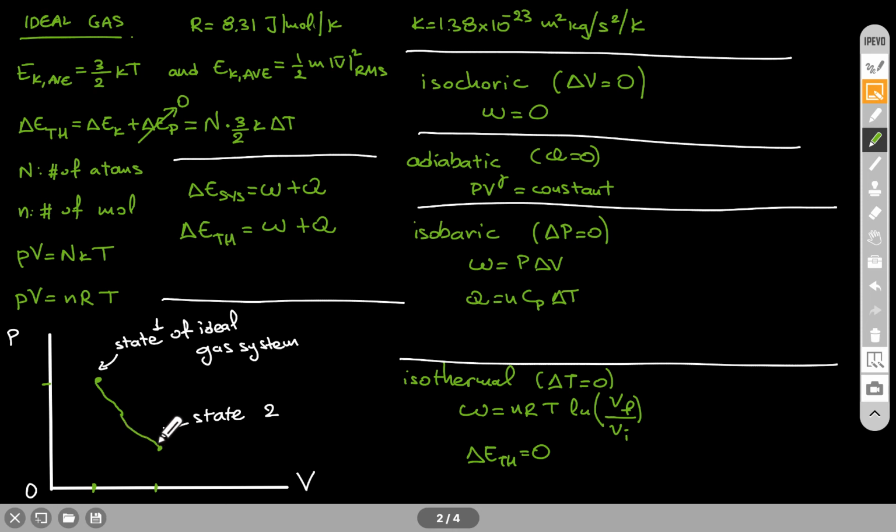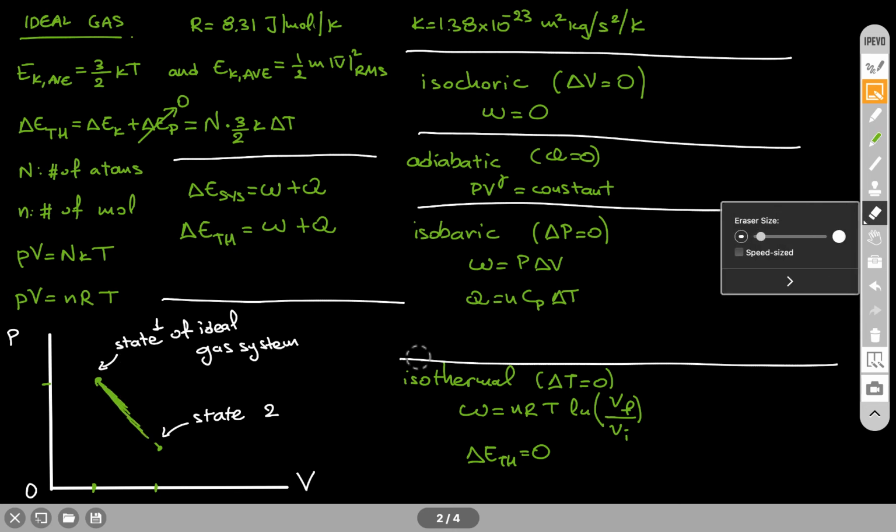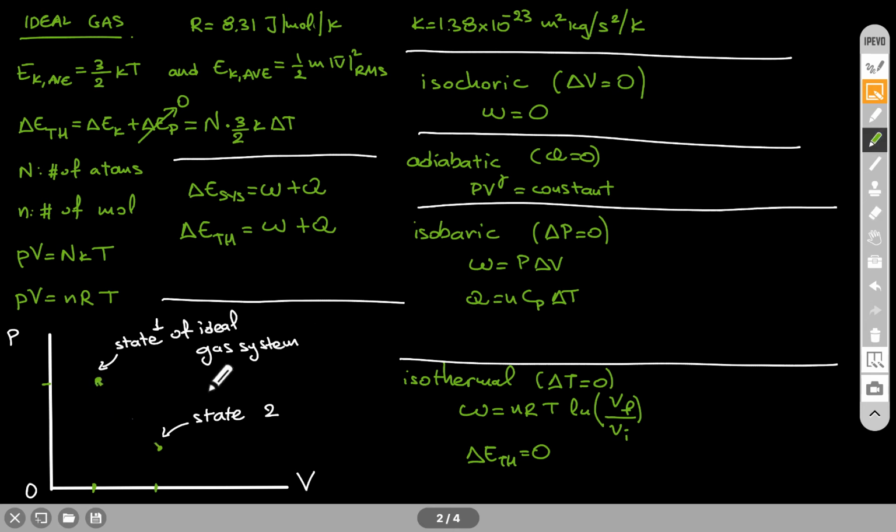Now, this is supposed to be a smooth line. Let's see if I can do a little bit better. By process, I mean the way with which the system goes, something like this. Okay, let me try one more time. I don't want to do a straight line because I want to indicate that I have an isotherm. So this is the process.